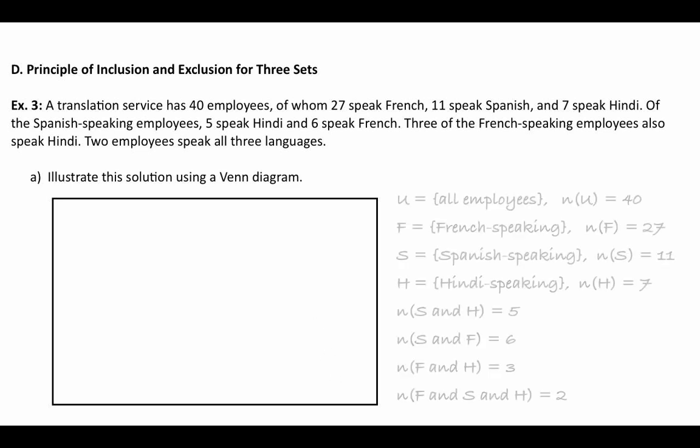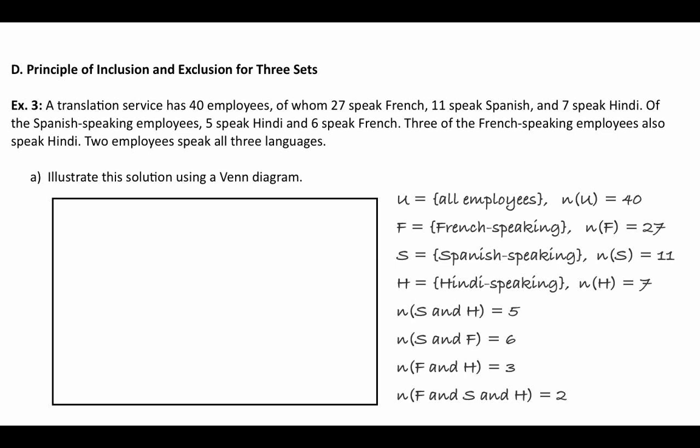That's what we're going to do. So here it is. The universal set is all employees at this company. We know that there are 40 of them. There are 27 of these employees who speak French. So the next thing we do is define F as a set of French speaking and the number in F as 27. See, we're just going systematically here.